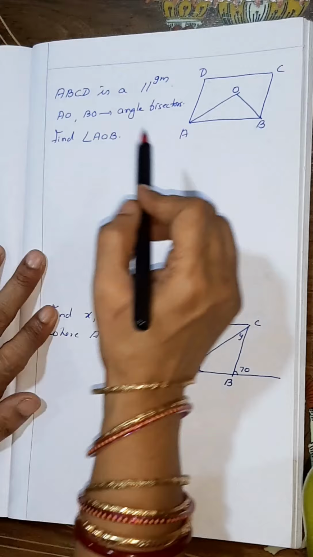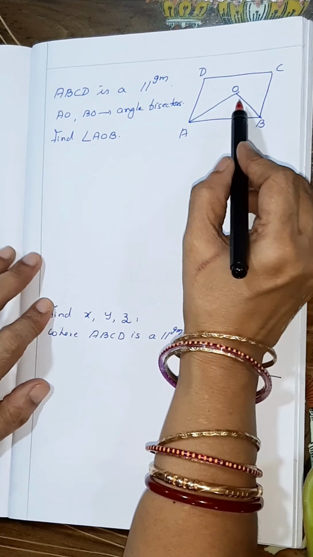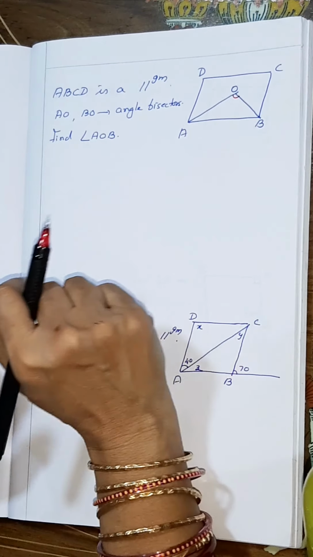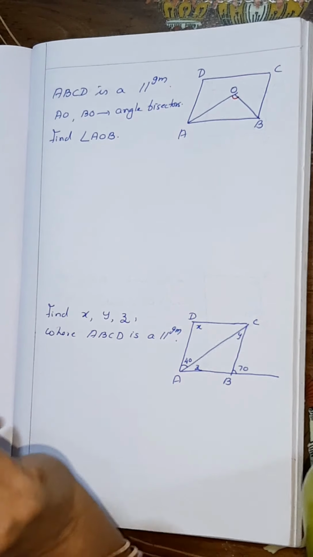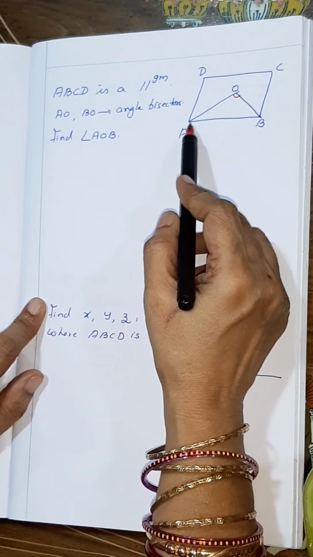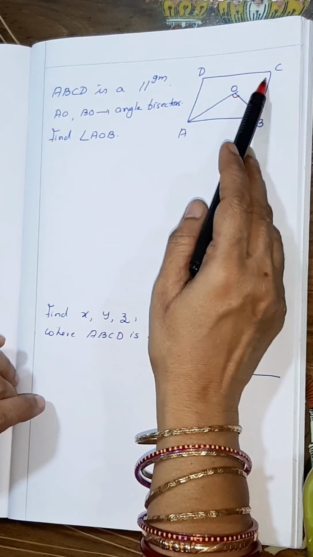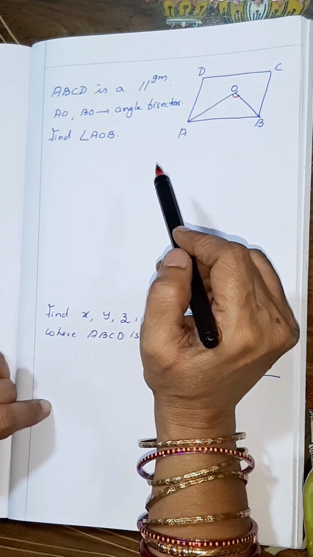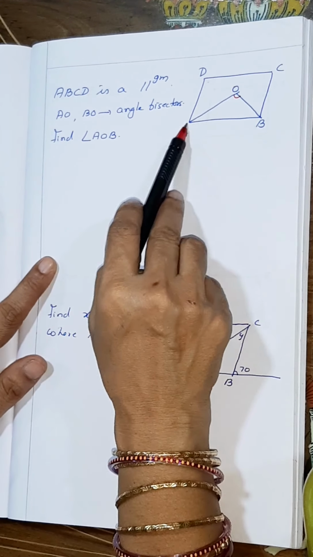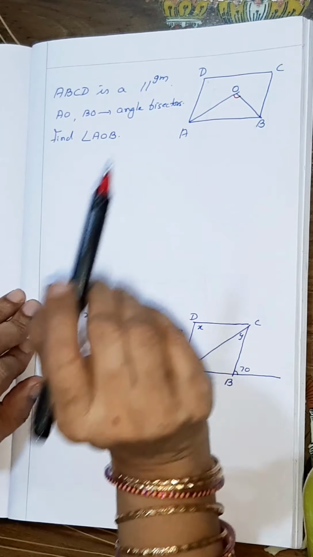Now here it is given ABCD is a parallelogram and AO and BO are angle bisectors, and we have to find angle AOB. So we did a similar problem there. It was ABCD a quadrilateral, but here it is given ABCD is a parallelogram. There in quadrilaterals two angles were given, and then you had to find this angle. But here nothing is given. It's just given ABCD is a parallelogram, and then we have to find angle AOB.